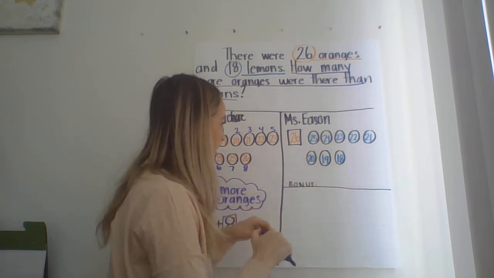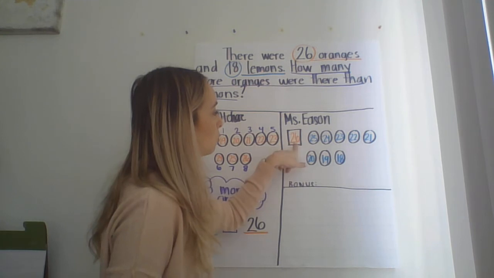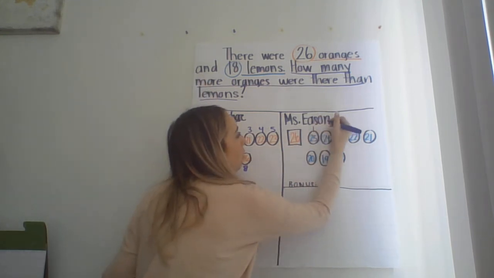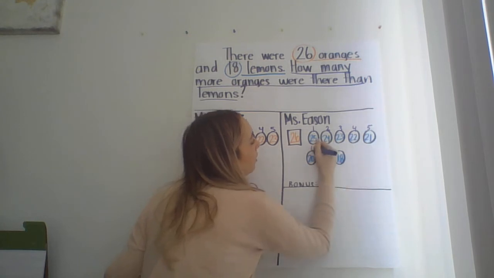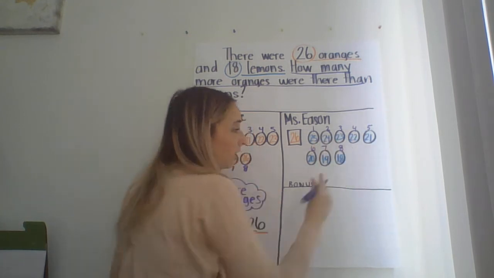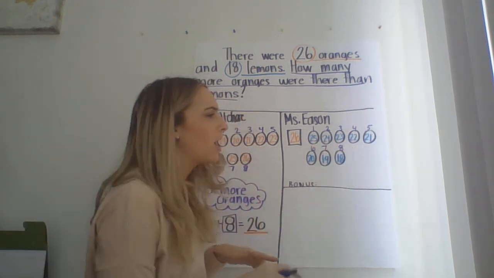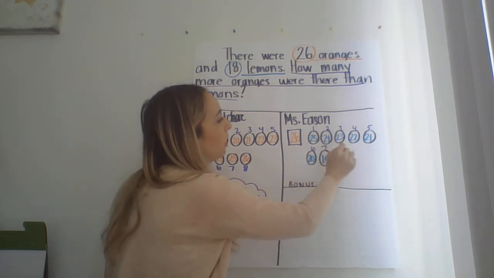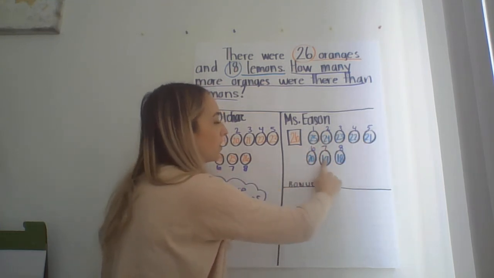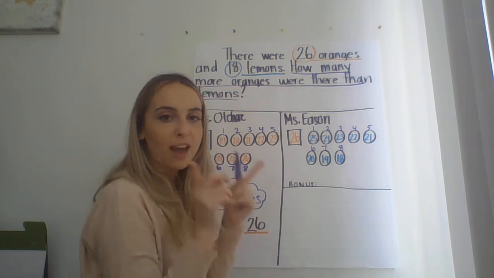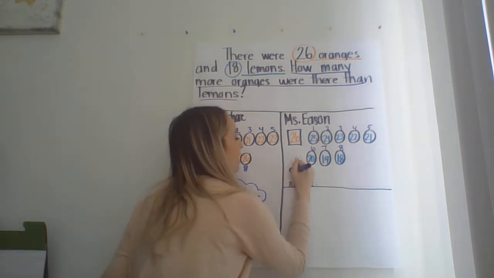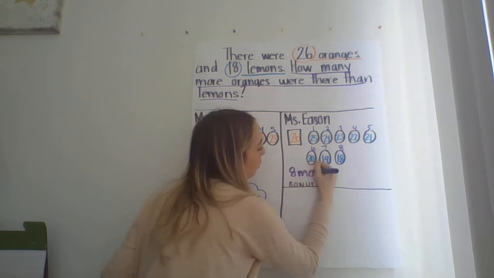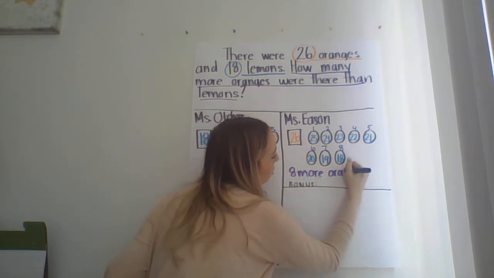All right. So we have 26. Let's count it. 1, 2, 3, 4, 5, 6, 7, 8. Let's double check one more time. Count with me. Get ready. Go. 1, 2, 3, 4, 5, 6, 7, 8. Say ding, ding, ding. We got it. All right. So our answer is 8 more oranges.